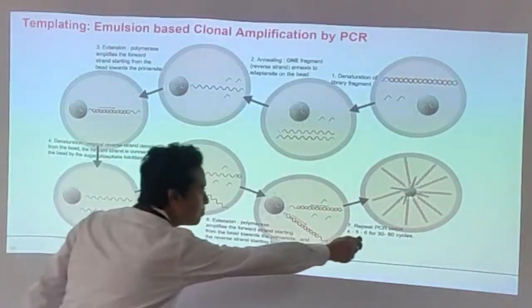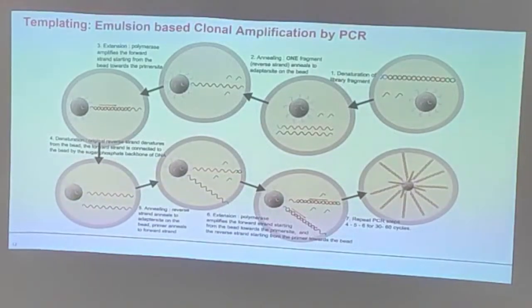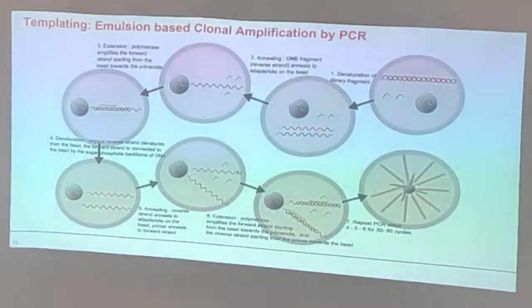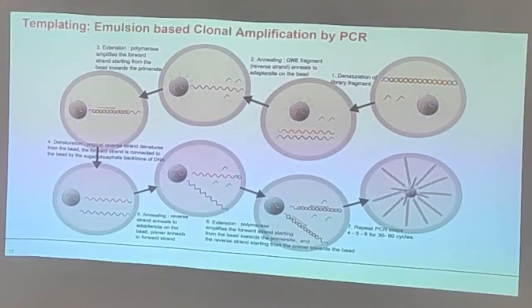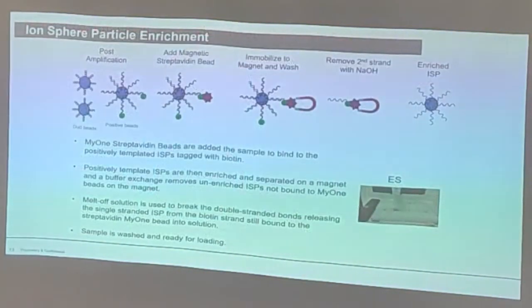After this part is done, you have to enrich. We need only this part. We don't want any empty ISPs, because that will unnecessarily occupy your chip. Right? So how is it done?